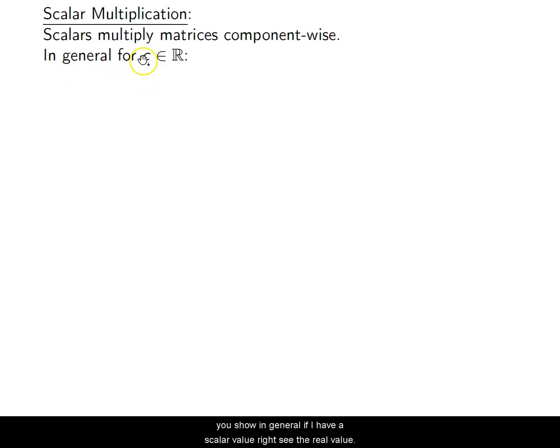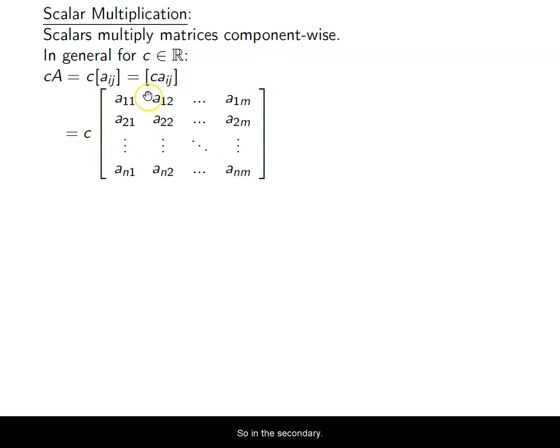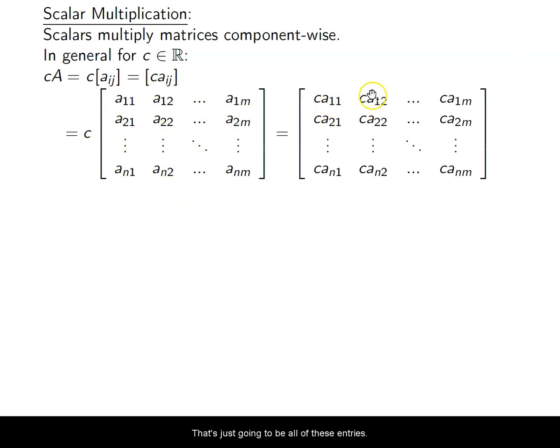Okay, so in general, if I have a scalar value, right, c is a real value, then c times A, c times my matrix, is the same as c times this form of the matrix notation, which means that each term inside of there gets multiplied by that c. So in the secondary notation, right, we have our scalar times our entire matrix. That's just going to be all of these entries multiplied by that scalar. Okay, so that scalar comes and it multiplies every single entry in that matrix by that value.